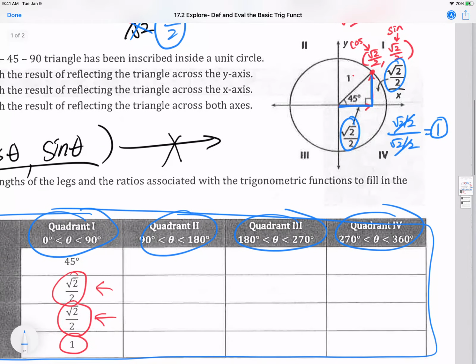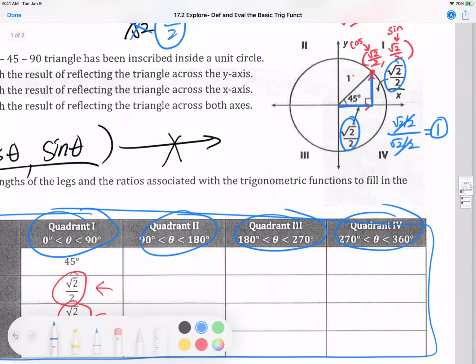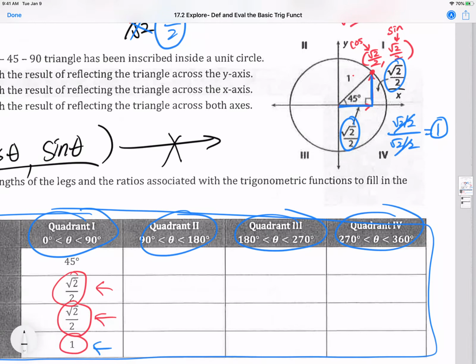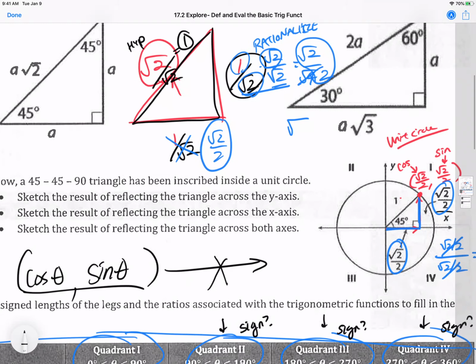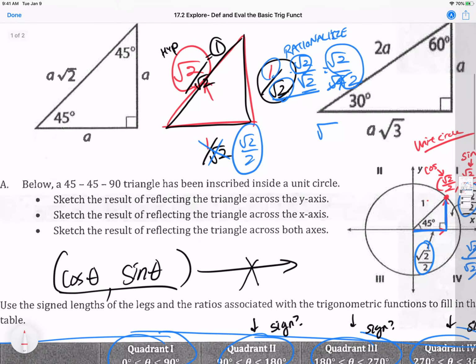Okay? Now the part that gets really tricky is starting from different quadrants. The only thing that I want you to remember from this point onwards is what is going to be my sine. Because I guarantee you the numbers, this is the easy part, the numbers will always be the same. The only part that's going to be different are the signs, because the first thing that they tell you here, if you read the instruction, below a 45, 45, 90 has been inscribed inside a unit circle, which we see in the first quadrant here.